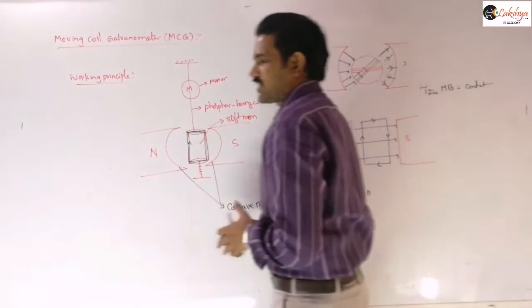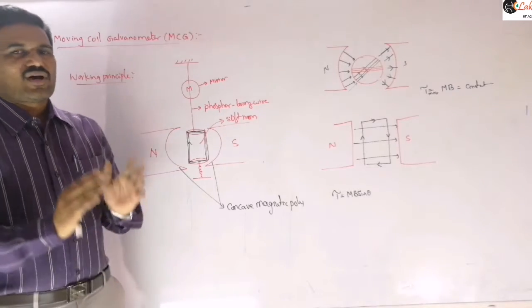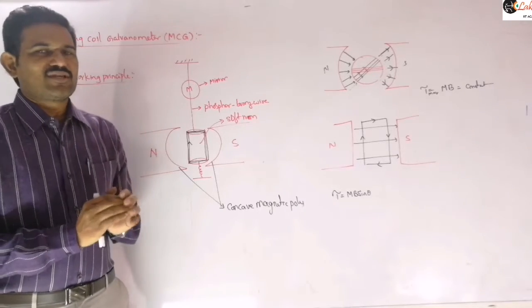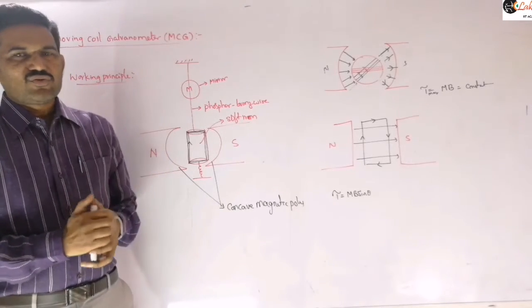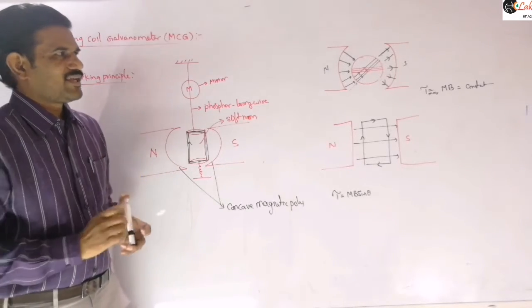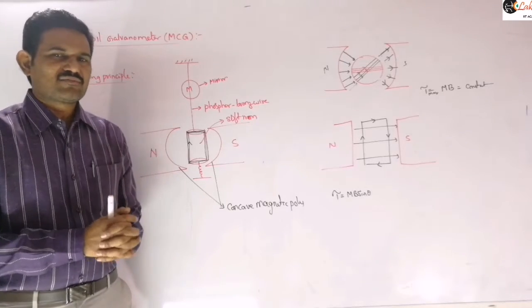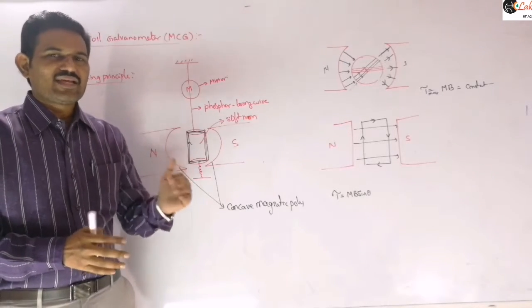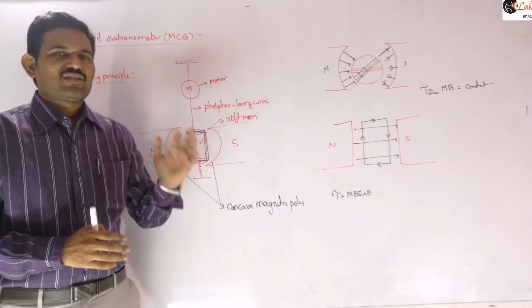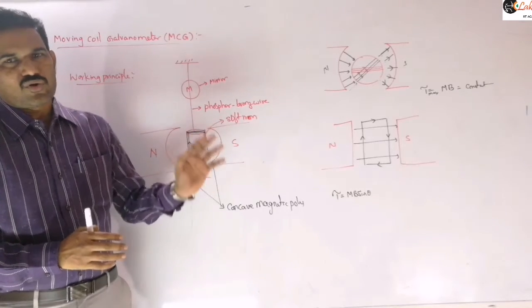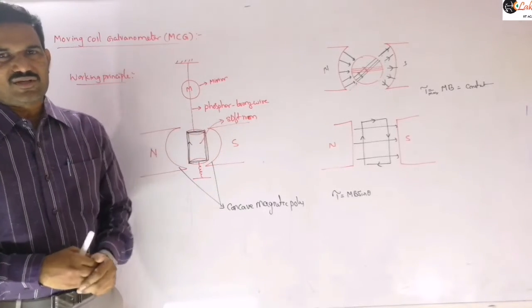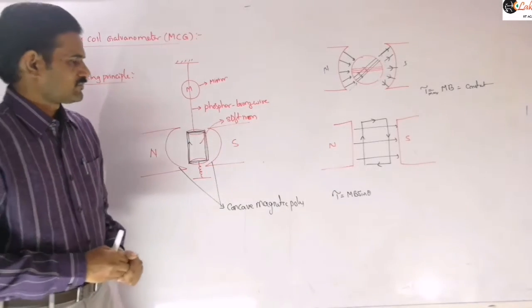So that is the advantage of having these poles. You can mention simply that the use of concave shaped poles is to produce the radial field, due to which the torque acting on the coil will become constant maximum, a constant value. That is the use of that.